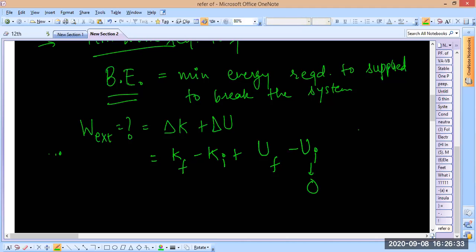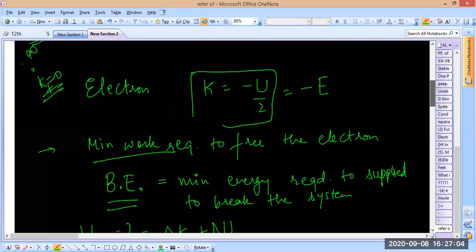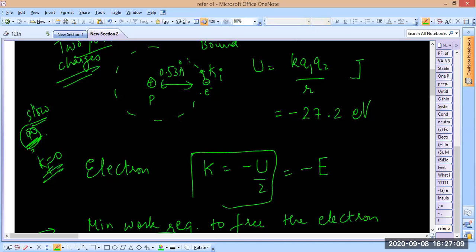Why is it 0? I rushed. Just a minute, I just said it wrong. Excuse me, I'm trying to rush too much. Finally, this electron is at infinity. Finally, this electron goes to infinity. So that's why U final is 0.